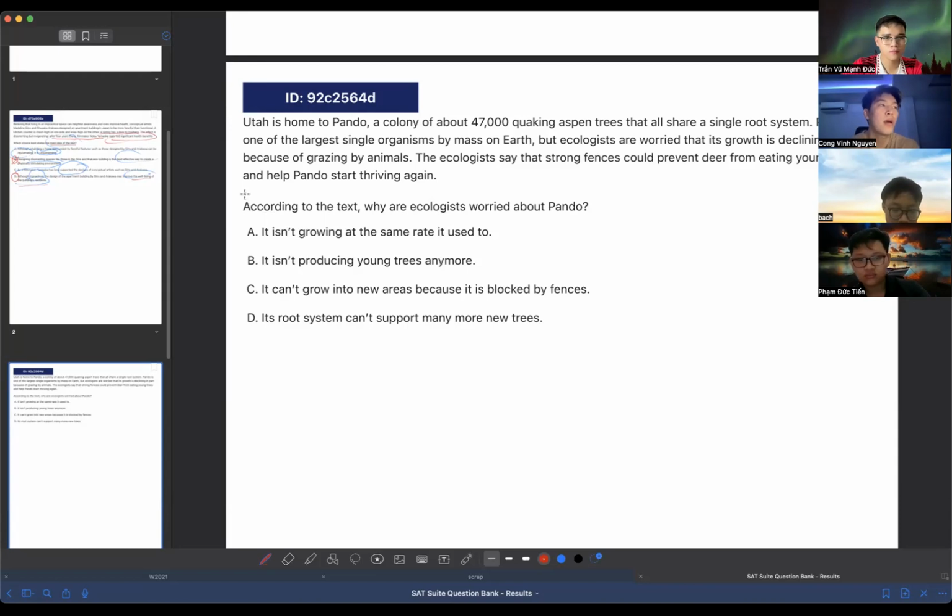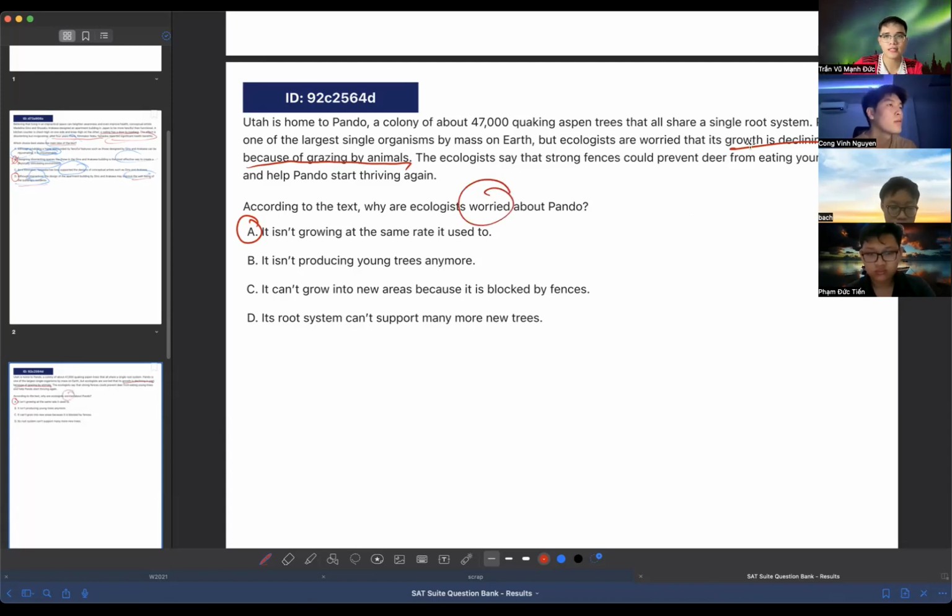The answer is A. Okay, why is it A, do you think? In the text, it says that the ecologists worry about the crowd declining when the animal is grazing, and the trunk swings maybe prevent. It's just that. Yes, okay, yes, exactly.